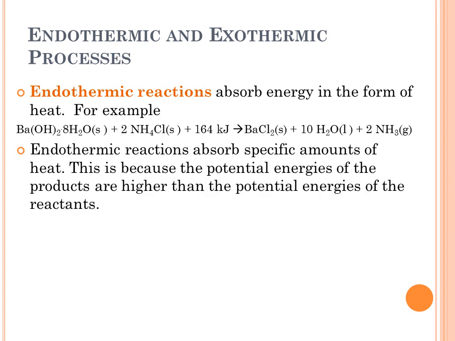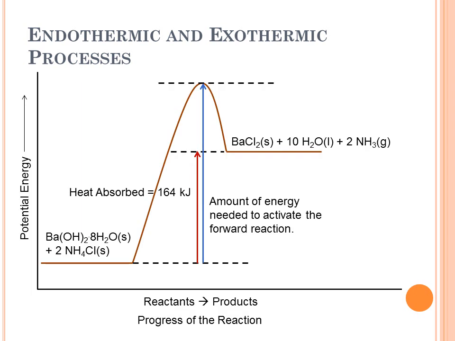But they absorb specific amounts of heat, and this is because the potential energies of the products are higher than the potential energies of the reactants. Here's another reaction profile for the barium hydroxide reacting with the ammonium chloride. And you can see that I need a lot of heat to get that reaction going forward, but the net difference is 164 kilojoules, which is the amount of energy that you're going to have to put in.